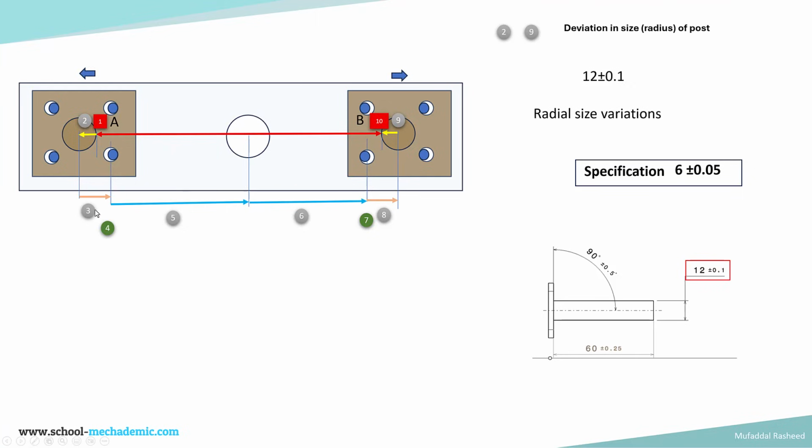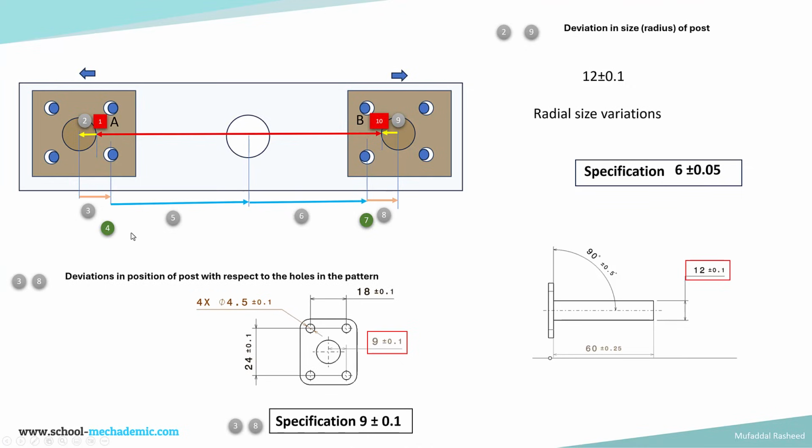Then we look at 3 and 8. So what is specification number 3? 3 is the deviation in position of the post with respect to the holes in the pattern. So with respect to the 4 holes in the pattern, how is the post located in the horizontal direction? That is given by this specification, 9 plus or minus 0.1. So as it is, we can take that value, which is 9 plus or minus 0.1 for 3 and 8.